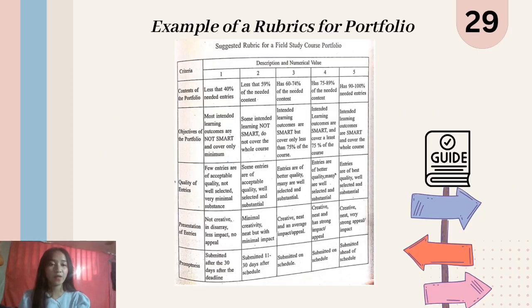This is one example of a rubric for portfolio. We can see here criteria and the description of the performance level of each category. For example, we can see here the numbers 1, 2, 3, 4, and 5 together with their descriptions. This rubric serves as a guide for the students, especially for their specific task, so that they can reach the expectations of their instructors or their teachers.